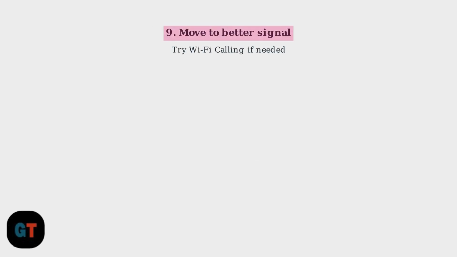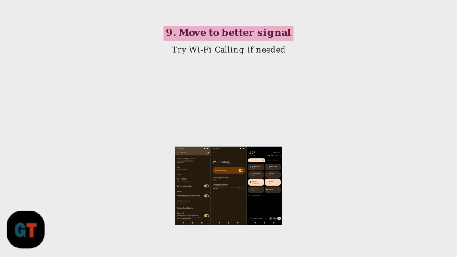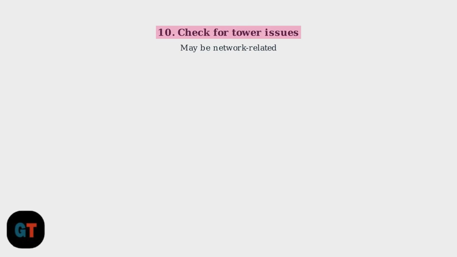Move to a window or outside to improve signal strength. Consider Wi-Fi calling as a temporary solution. If issues continue, they may be related to T-Mobile's network or tower problems in your area.